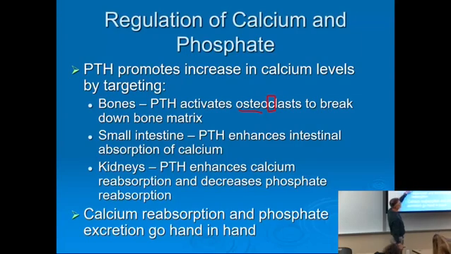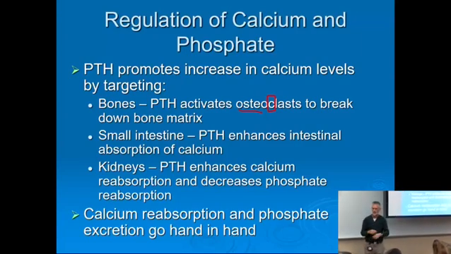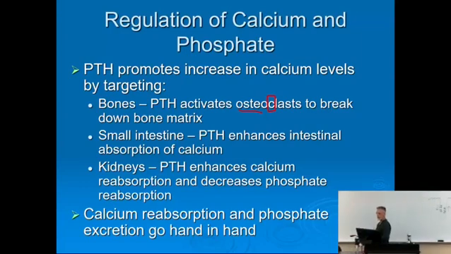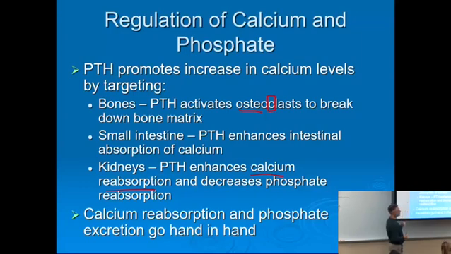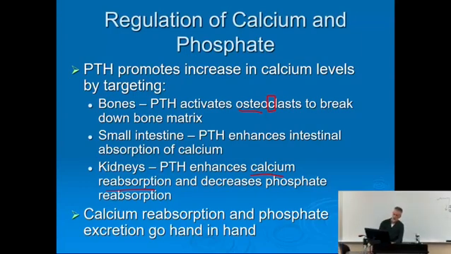Then parathyroid hormone also tells the small intestine to absorb as much calcium as we can from what we've eaten and drunk. From those sources, we want to absorb more calcium. And then finally, parathyroid hormone tells the kidneys to do calcium reabsorption, so we're holding on to the calcium that we have absorbed in the digestive system. So parathyroid hormone has three target organs. Bones, with the osteoclasts chewing them up or not. Small intestine, absorbing it the first time. Kidneys, reabsorbing it the second time, making sure we hold on to it.